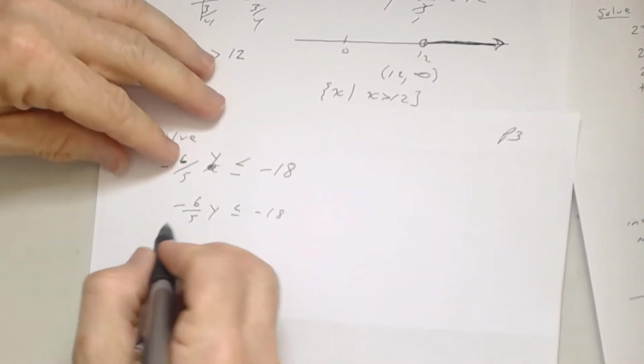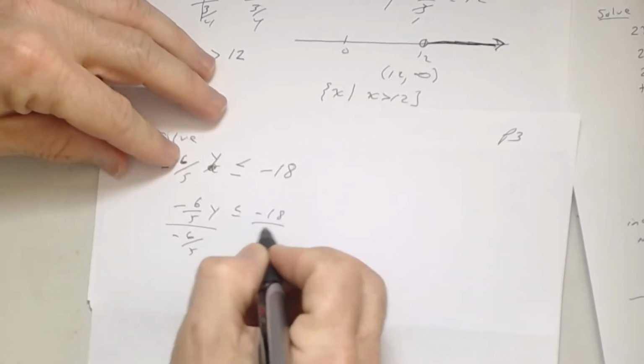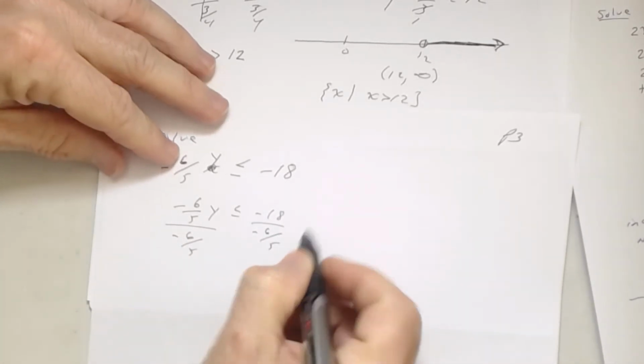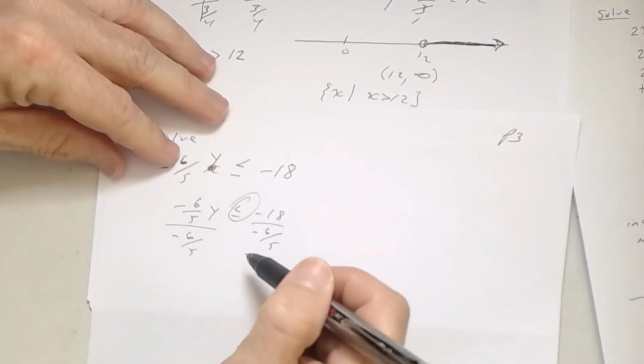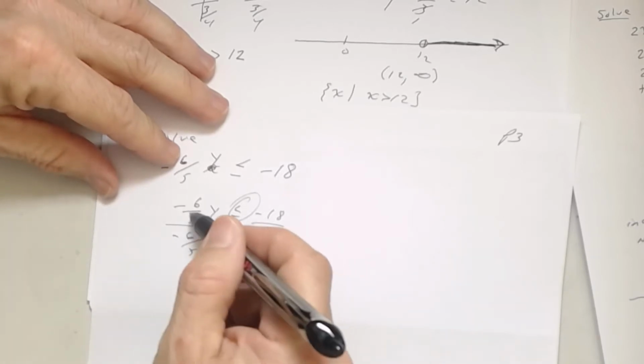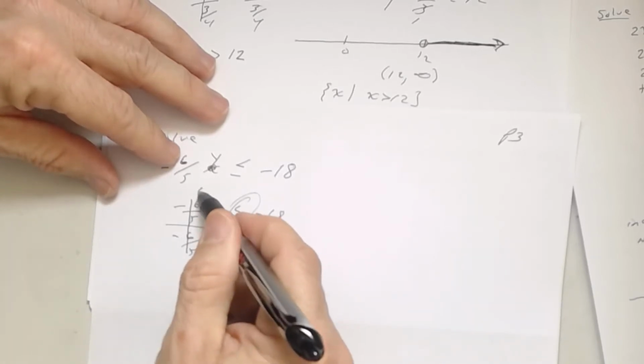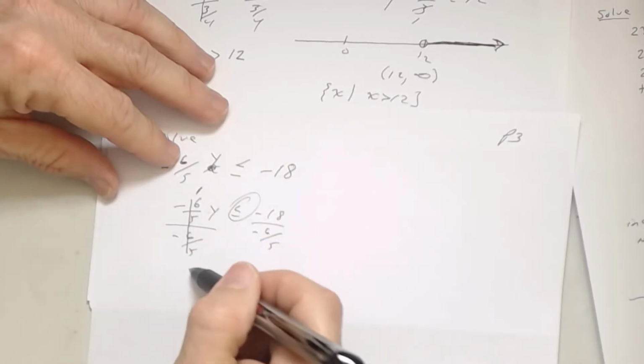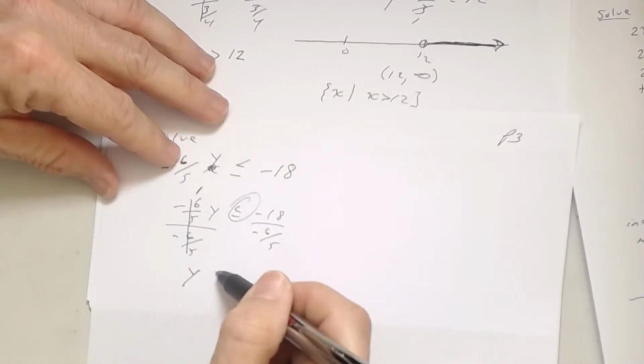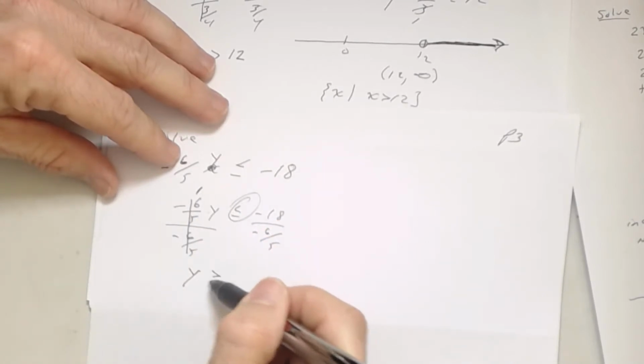All right, so I'm going to divide both sides by negative 6/5. Notice that this is an inequality and I'm dividing by a negative number. So I'm going to have to do what with this? Reverse it. So negative 6/5 divided by negative 6/5 is 1. 1 times y is y. But all my solutions are going to be greater than or equal to.